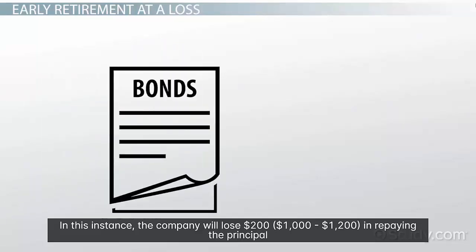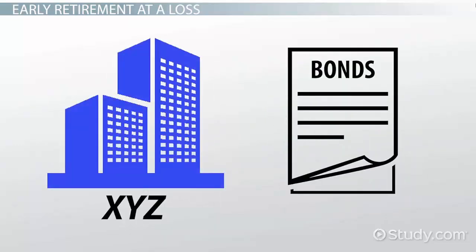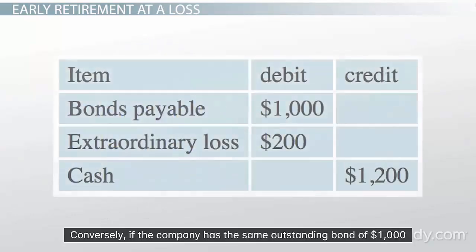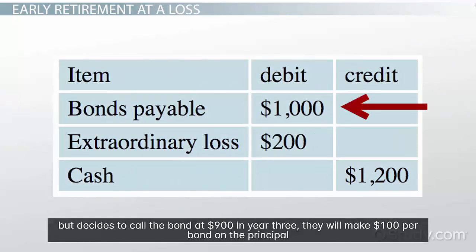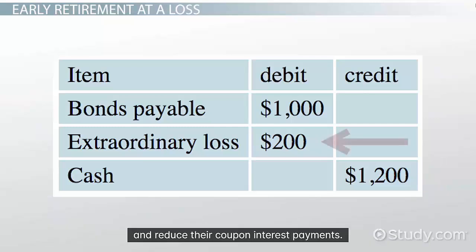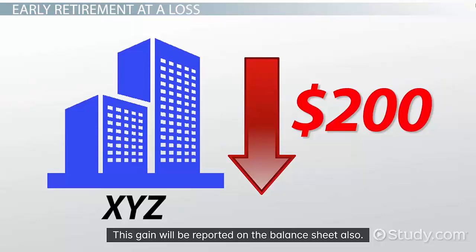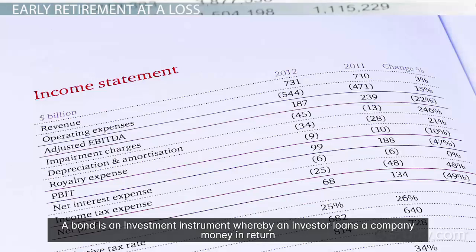When a company retires the bond early, they may pay more than the bond is worth. For example, in year 3, the company decides to call in the bond for $1,200. The journal entry will look like this. The $1,000 debit to bonds payable reduces the bonds payable liability. The $1,200 credit to cash represents payment to the bondholder. The extraordinary loss is the difference. In this case, the company will lose $200, $1,000 minus $1,200, in repaying the principal.